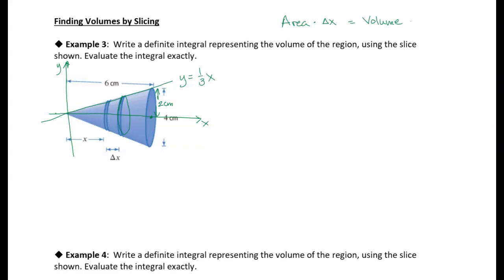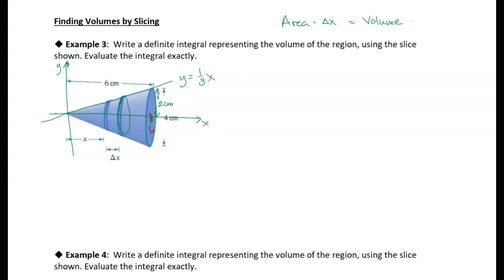So essentially the distance y is the radius of any given slice of the cone. It starts down here at 0, so the slice there would be 0 or very, very small, and then it gets bigger and bigger as we go all the way out to 6 centimeters. This right here is 6, to the center of the cone, and the height here is 2.